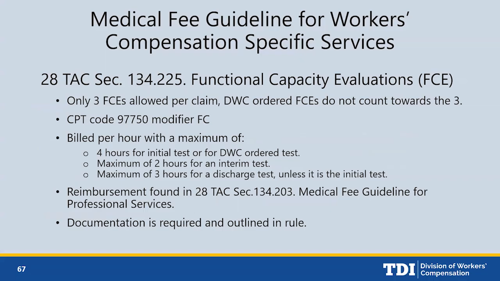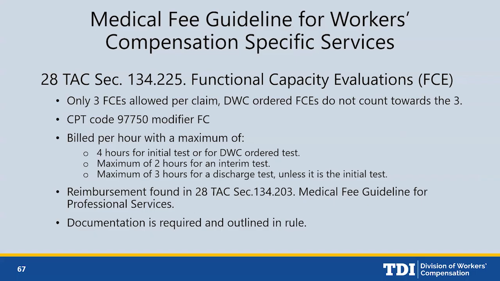Another workers' comp specific fee guideline is 134.225, functional capacity evaluations. In there is a limit. We say there's only 3 functional capacity evaluations allowed per injury, unless it's DWC ordered FCEs; those don't count towards the 3. So if you're trying to give an FCE service to your injured employee, you need to make sure you're not the 4th, because the 4th won't be reimbursed unless we ordered you to do that. So up to 3 for each patient. We're not saying you have to do 3 on each patient. It's just up to 3.